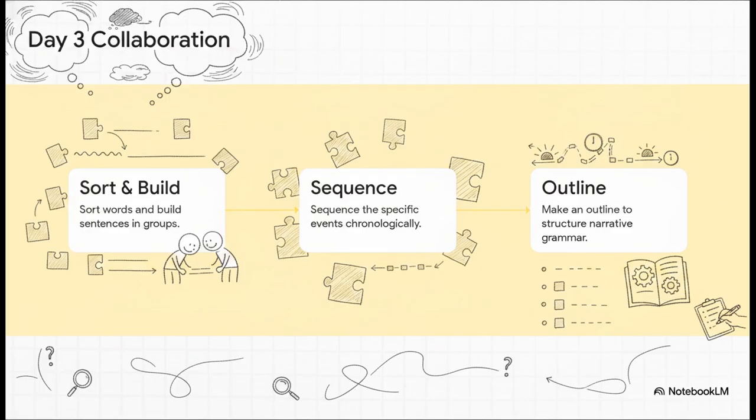In groups, they sort words and build sentences. Then, they have to sequence the actual events of the story chronologically. Finally, they build an outline to structure the narrative grammar. They are literally pulling the story apart, examining all the gears, and putting it back together. And you're just circulating, recording evidence of their understanding right in the middle of that organized chaos.